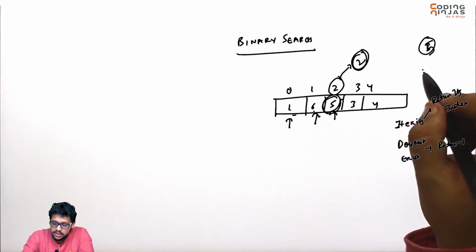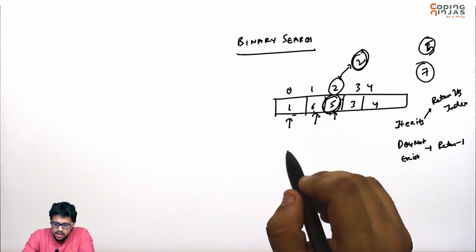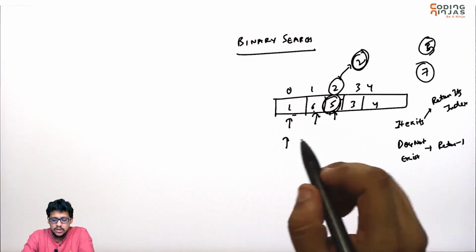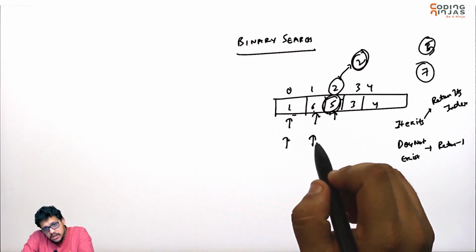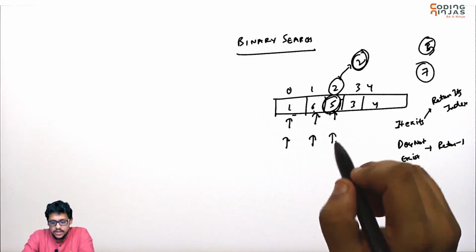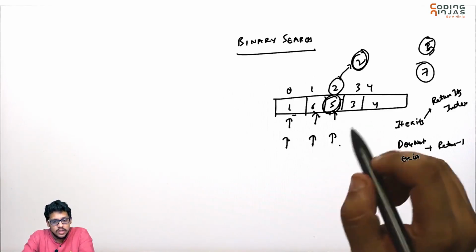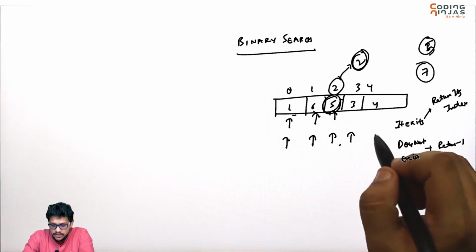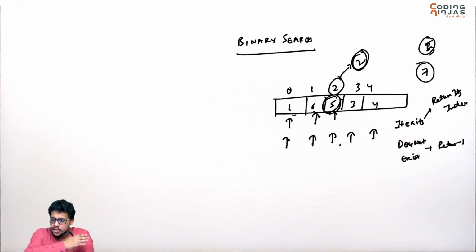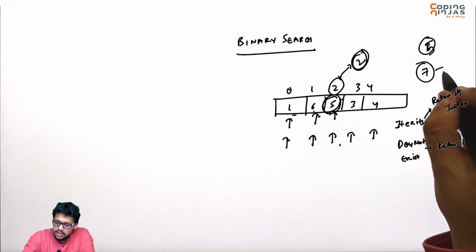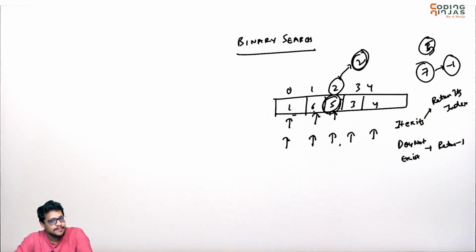If I tell you to search 7 in this array, this number is not equal to 7, you will go to the next element. This number is not equal to 7, you will go to the next element. This again is not equal to 7. You have traversed the whole array and no element was equal to 7, so your answer will be -1.